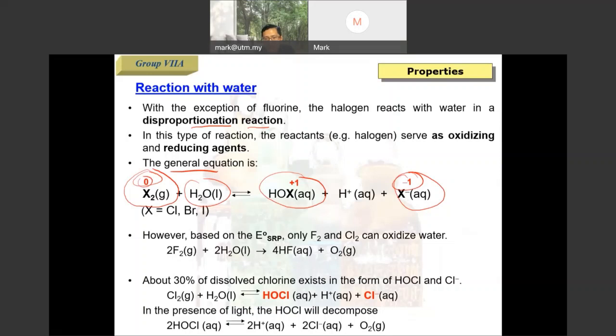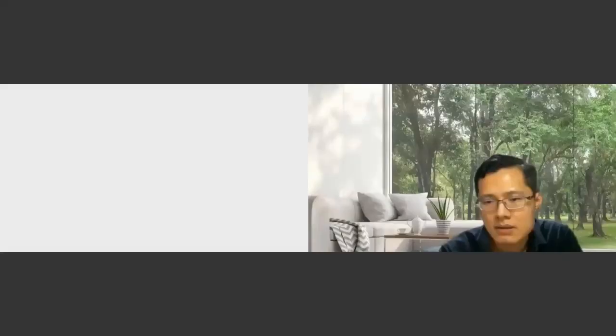However, based on the standard reduction potential, only fluorine and chlorine can oxidize water. But the other elements can also react actually, though they may not be so reactive. Fluorine also reacts with water, but it does not form a disproportionation reaction. It forms hydrogen fluoride and oxygen gas.